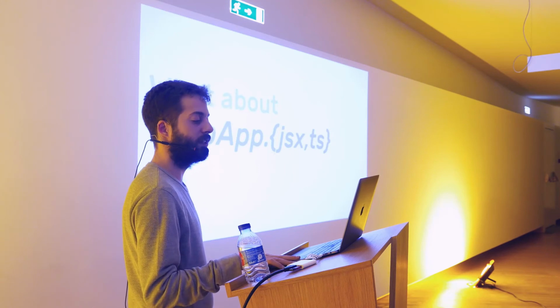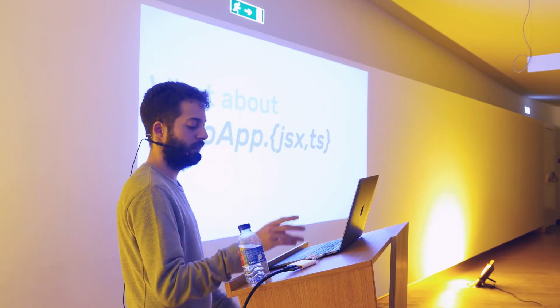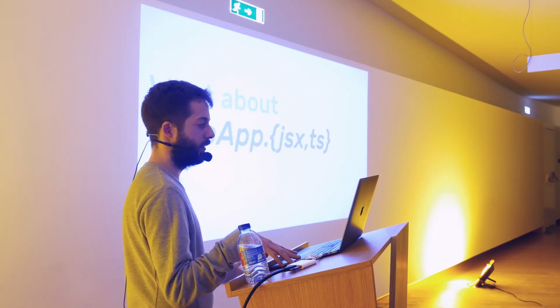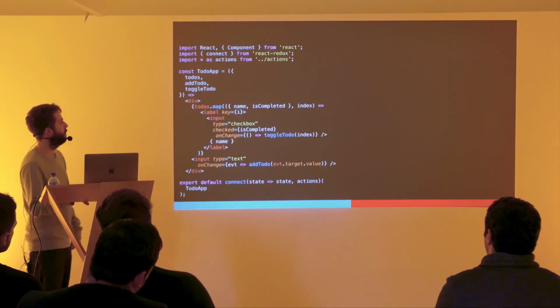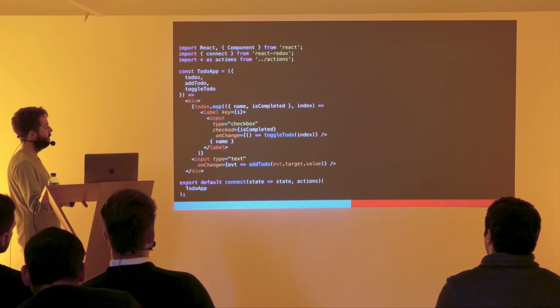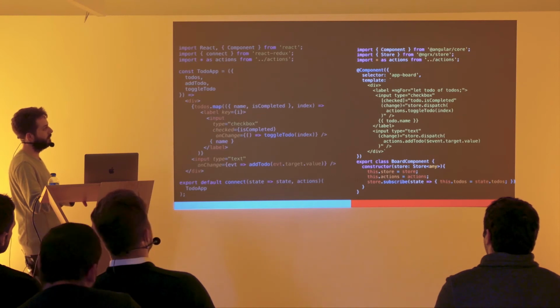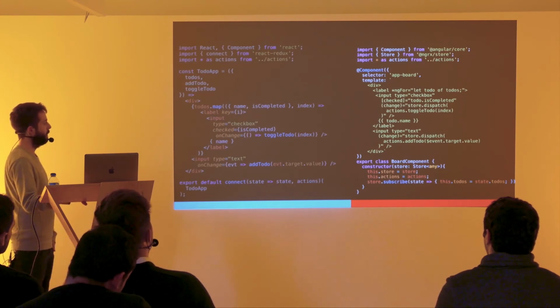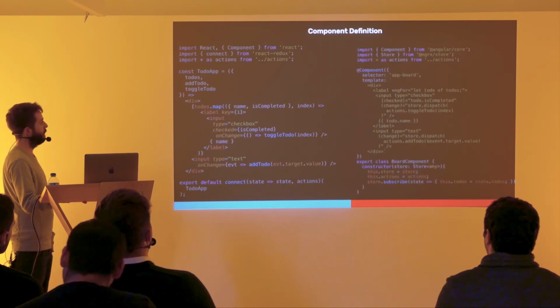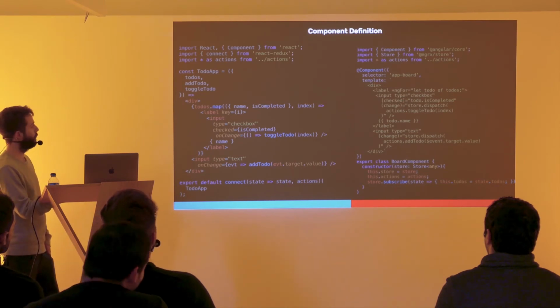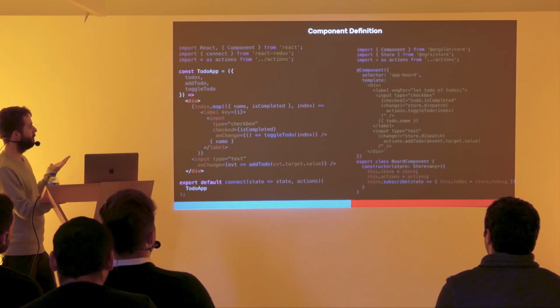But let's just jump into this to-do app module in both the Angular version and the React version. So the React version could look something like this. The Angular version looks something like this. Let's try to jump right into it. So how do we define this component? And again, this is pretty much component specific.